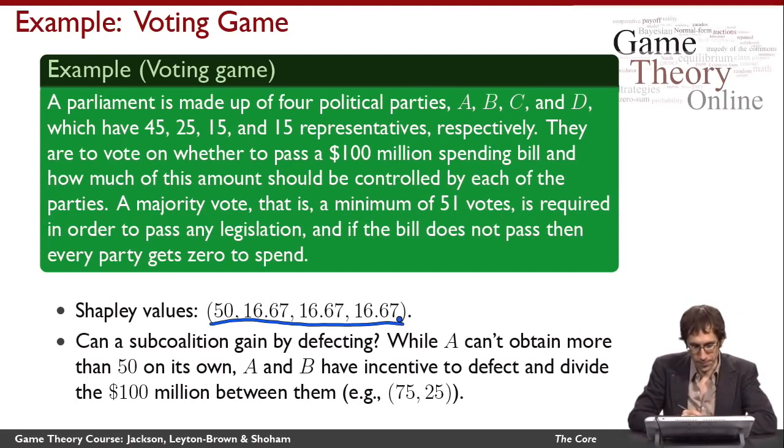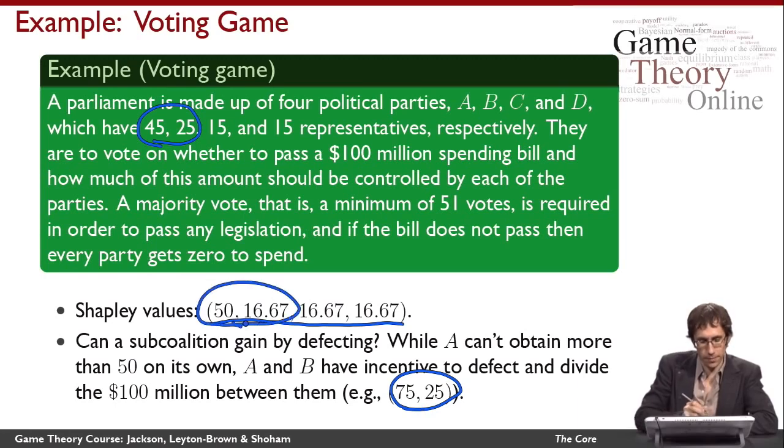A and B by themselves have enough votes to pass the legislation without the help of C and D. And if they were to divide the 100 million amongst themselves, for example, 75-25, then they would each get more than they got under the Shapley value division, and they would still pass the legislation.